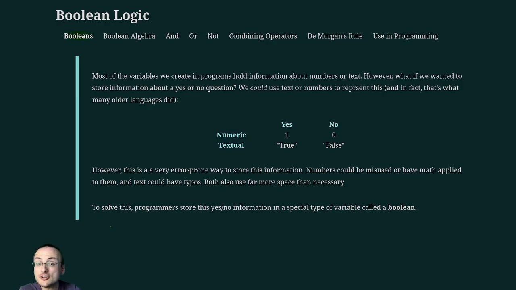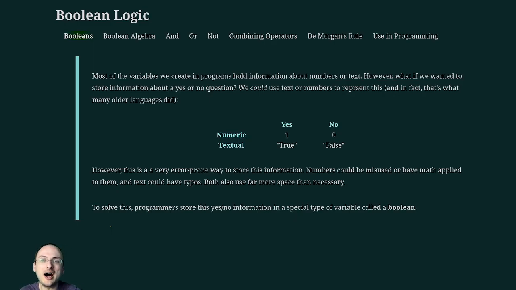While we could use text or numbers to represent this, and in fact, that's what old programming languages used to do, we could say, okay, well, we have yes and no. Maybe 1 is yes and 0 is no. Maybe the word true is yes. Maybe the word false is no. This isn't a very flexible way to solve this problem.